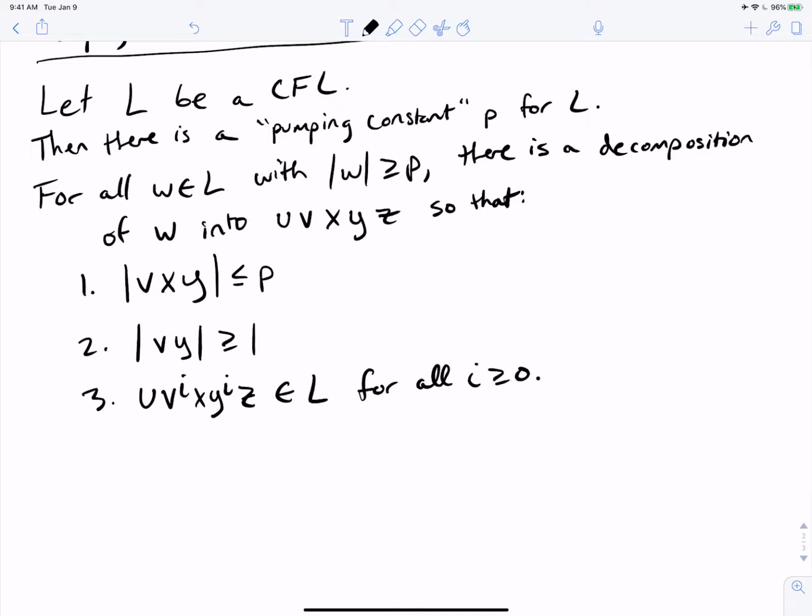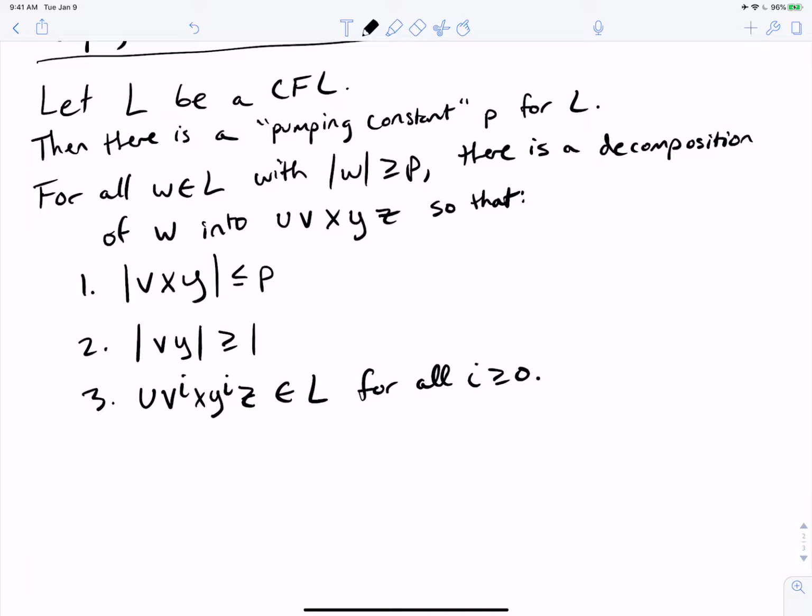So here's something that we should note here. Where are the pumped pieces in this case? Which of the 5 pieces are the ones we're going to put more copies of into the string? They are the ones sandwiched between the left side and the right side. I'm just talking about right here, the V and Y part. Note that VXY has length at most P. Does that involve the prefix U at the front of the string?